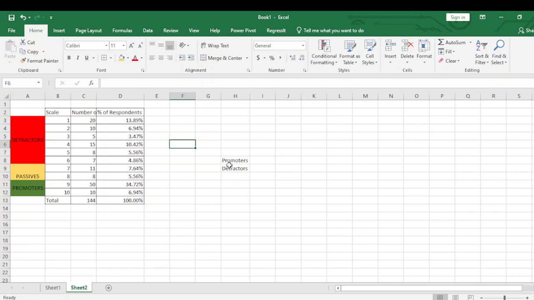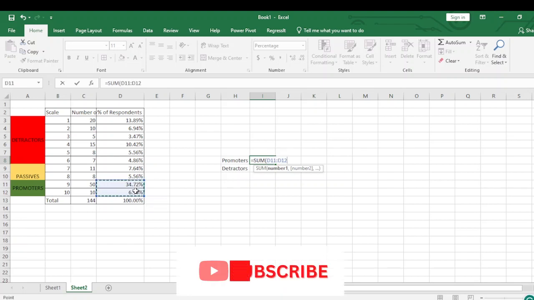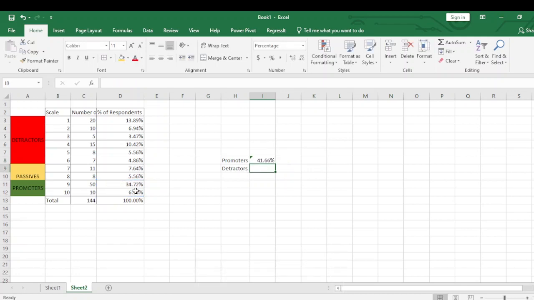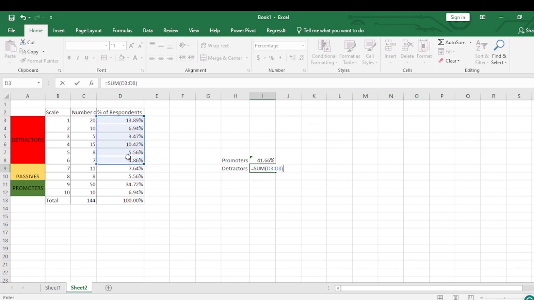So to calculate NPS, it is usually promoters minus detractors. So you get the percentage of respondents who are promoters. You just go to sum, and I want the promoters, this one. Enter. Then for the detractors, usually 1 to 6, like they were highlighted here. So you highlight 1 to 6 and get the sum of the detractors. And our NPS is going to be promoters minus detractors. So promoters minus detractors, and we have a negative NPS of negative 3.48.